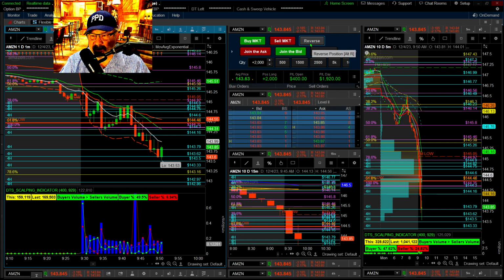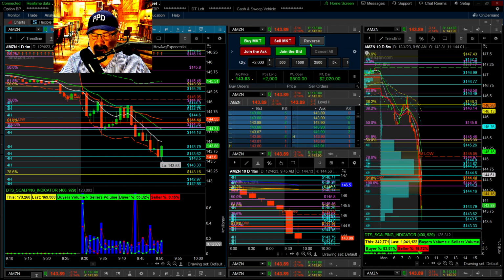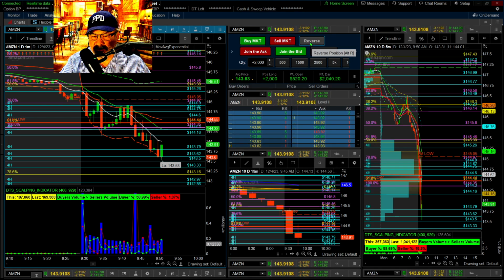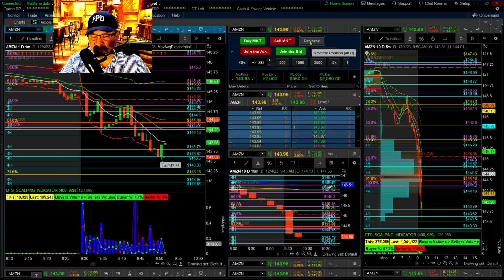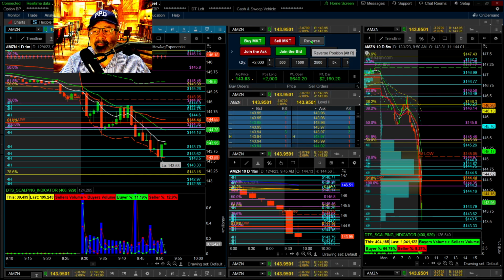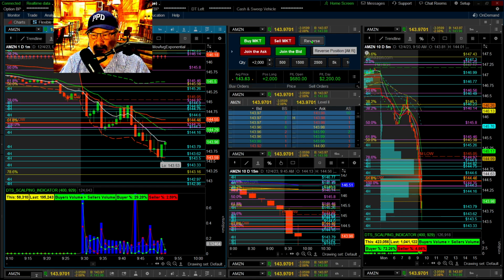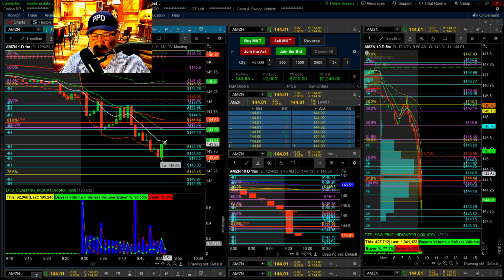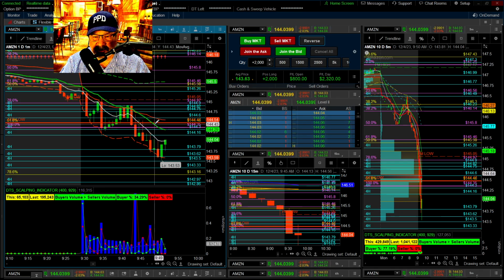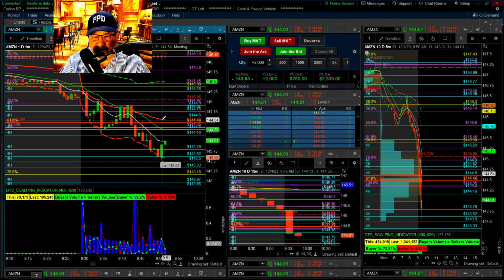I don't know what the strength of this retrace is, but it did turn around like I was hoping. You can see on the scalpers indicator, it's pretty darn strong. It's breaking through the 9 now. It's the 9 moving average. It's the 20. This is the VWAP.